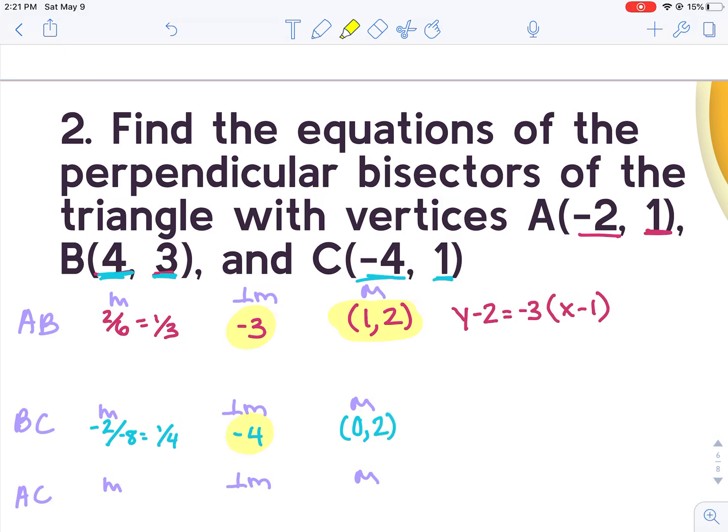I use my perpendicular slope and my midpoint and throw it into point slope form. So I'll get y minus 2 equals negative 4 times x minus 0. And it feels silly to write the minus 0, but in your checkpoint today, it's fill in the blanks. So write it anyways. Okay, and then the last one I have to solve for is AC.